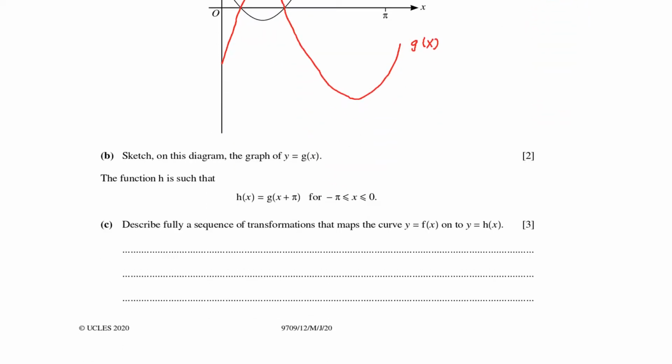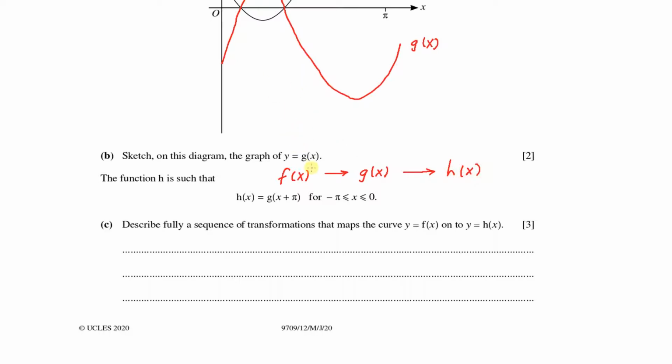Let's go on to part B. The function h is such that h of x is equal to g of x plus pi for minus pi to 0. Describe fully a sequence of transformations that maps the curve y equals f of x onto h of x. Okay, so here we're starting with the original graph as f of x. F of x gave us the graph g of x, and now g of x is being transformed onto another graph, which is h of x.